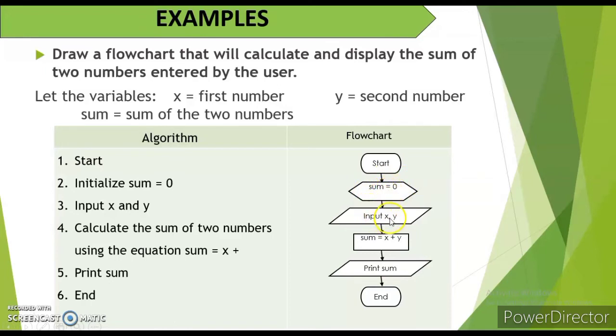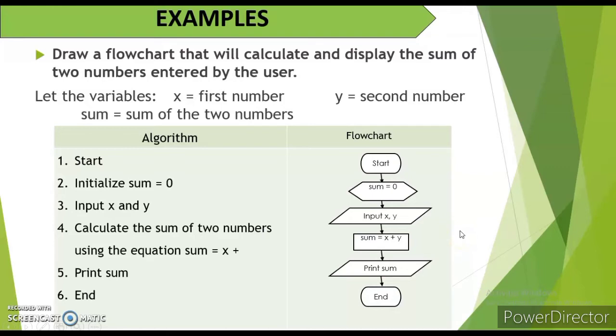For the input natin, input process natin, x and y, terminal connector, use this symbol for the process, the sum is equal to x plus y, yan. Then, terminal connector down, then print sum. So, ito yung input and output. Sabi nga natin, input and output symbol, print sum. Then, connector, then, end. Ayan. So, ganyan lang siya isulat. So, ganyan lang yung pagkasunod-sunod in creating a flowchart.